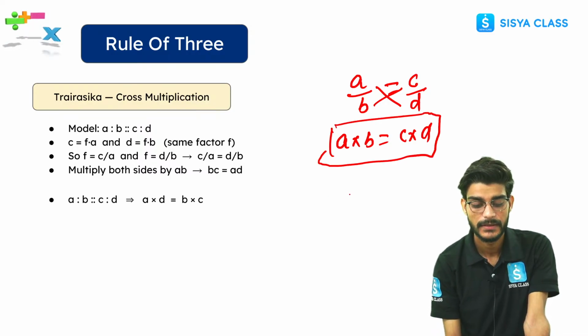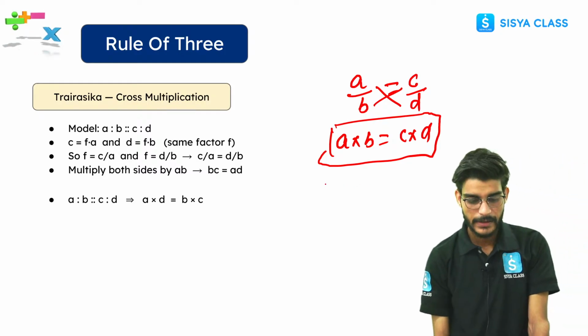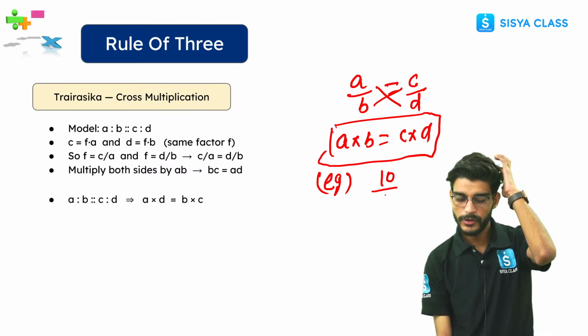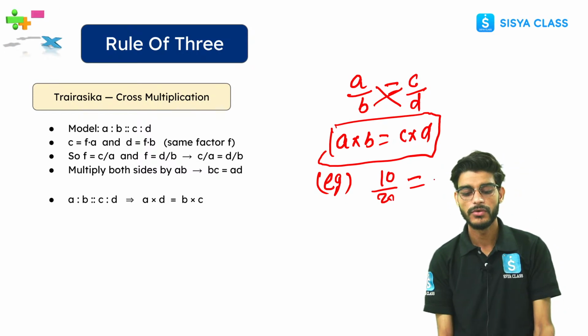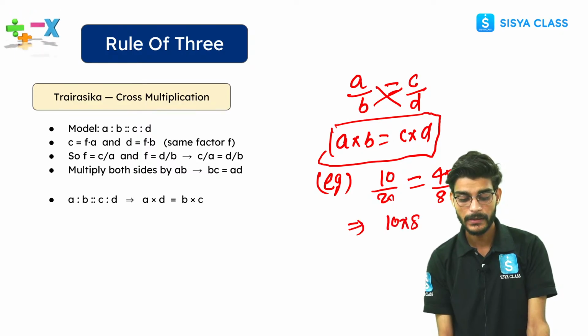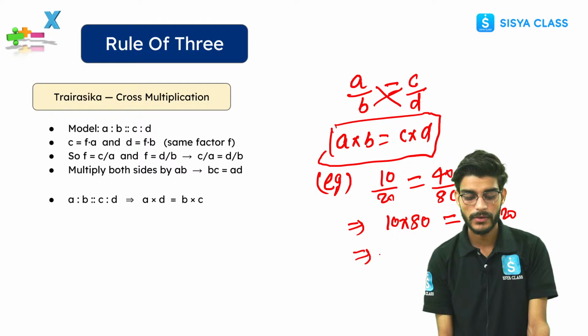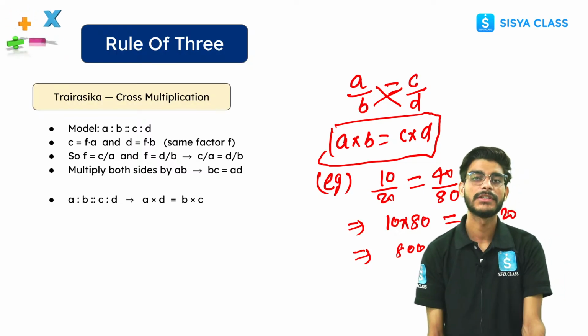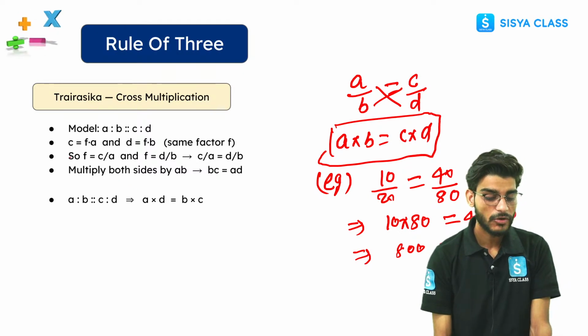As an example, if I take 10 upon 20 equals 40 upon 80, it means that 10 into 80 will be equal to 40 into 20. Let's check whether it is equal or not. 10 into 80 is 800. So the left hand side is coming as 800. The right hand side is coming as 800 as well. So this is how you do the Trairashika cross multiplication.